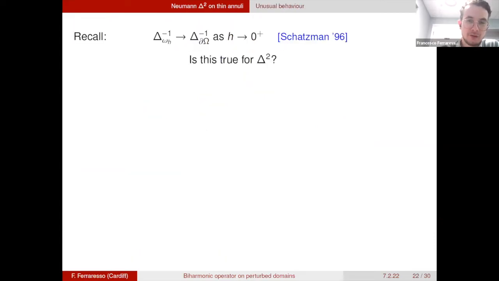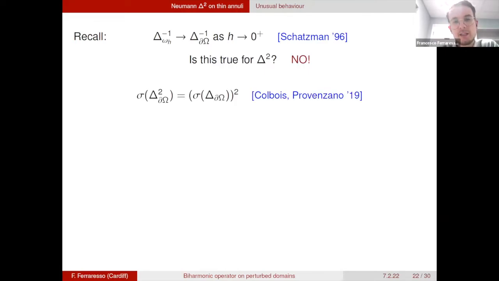And indeed, for the biharmonic operator, you don't have the analogue of the Schatzman result. And this can be seen quite easily using a quite recent result by Colbois and Provenzano, where they proved that the spectrum of the biharmonic operator on the boundary is the square of the spectrum of the Laplace-Beltrami operator. So basically, what happens is that the first eigenvalue has multiplicity 2, and it is equal to 0. The second eigenvalue, again, has multiplicity 2, and it is strictly bigger than 0.